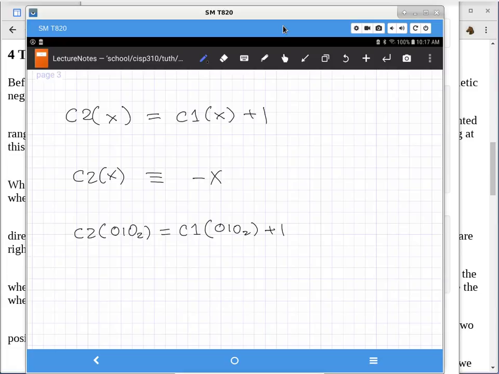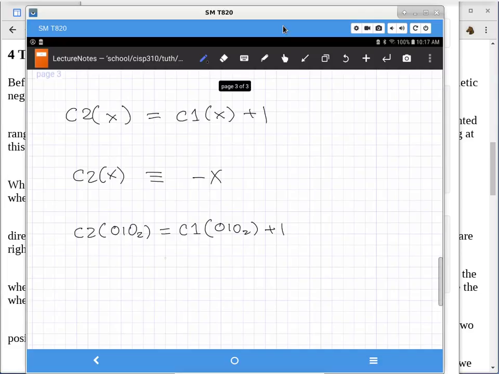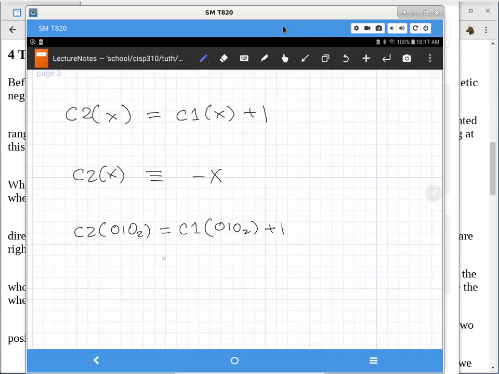Remind me again, what is 1's complement? It's called bitwise not, right? And bitwise not simply means if you see a 0, flip it to a 1. If you see a 1, flip it to a 0. That's all we're going to do. So bit by bit, we're changing it to 101 plus 1. So that becomes 110 in base 2.